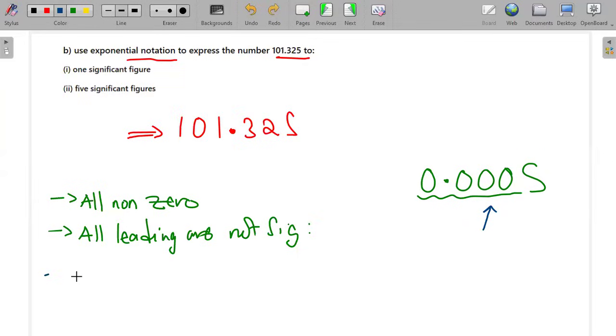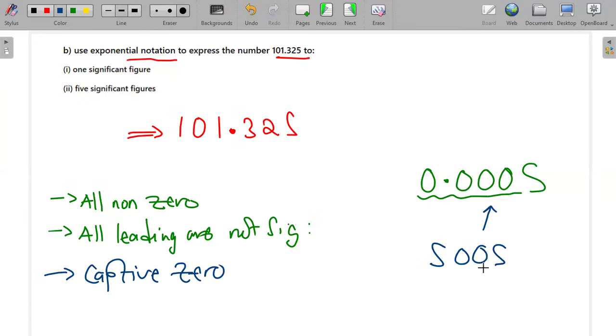All right, and then the other rule is on captive zeros. Captive zeros simply means zeros that are between non-zero digits. Zeros that are between non-zero digits are always significant. So for example, 5005. We can see these zeros are between two non-zero digits, so these ones are counted as significant. If I count the number of significant figures here, it would be 1, 2, 3, 4. There are 4 significant figures there. So captive zeros are always significant.